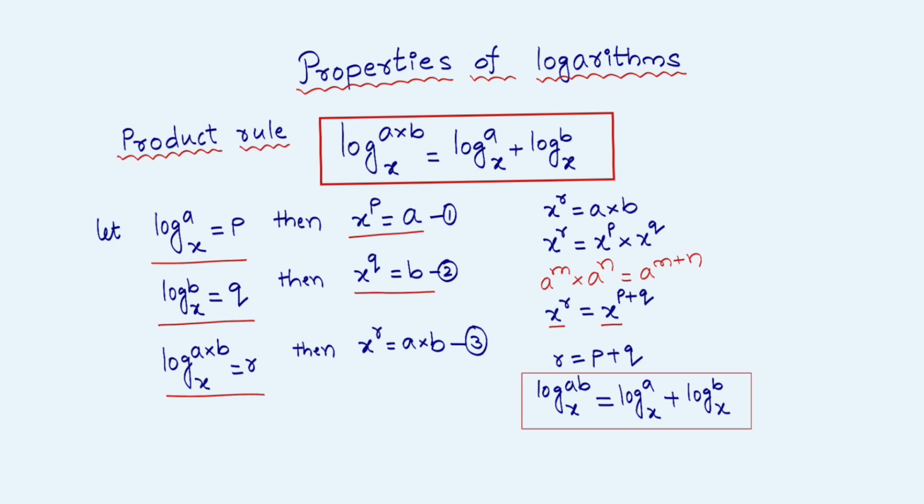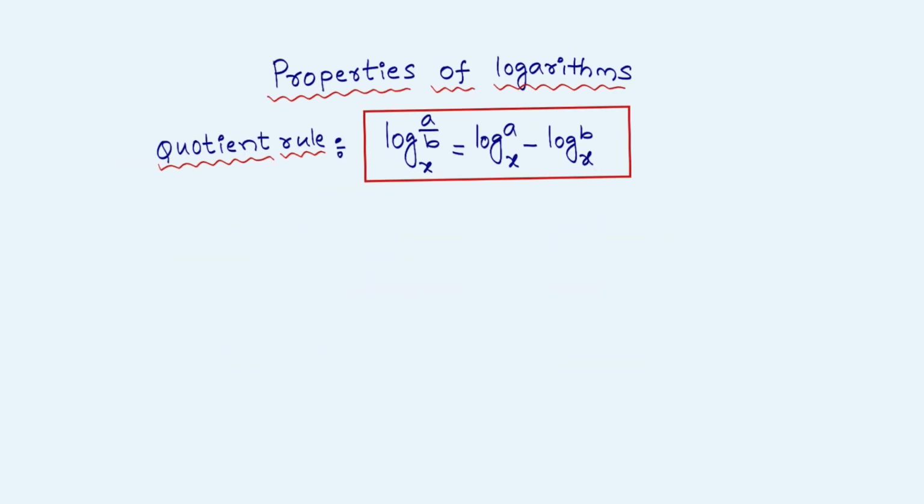Now let's see the next important property. The next important property in logarithms is the quotient rule. Now let's see how to derive this quotient rule.